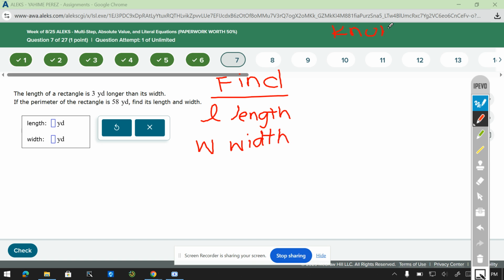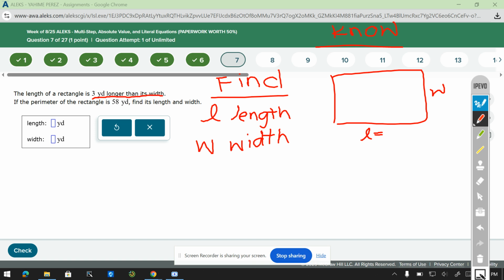Now, there's so much information that maybe you don't realize we're being given. So we're talking about a rectangle. When we're talking about a shape, I always want to visualize it. So we have a rectangle, which I'm going to label. It's got width and it's got length. The longer side of the rectangle is the length. And it's saying the length of a rectangle is longer than its width.